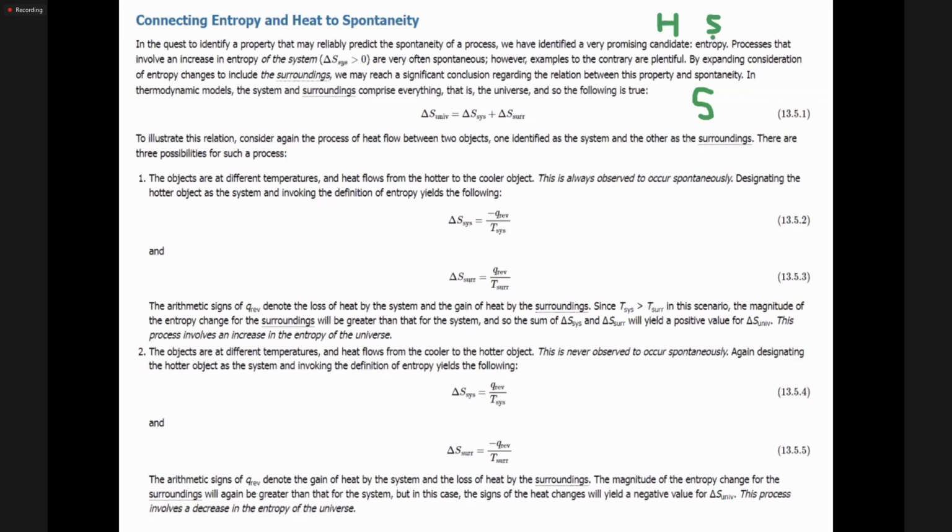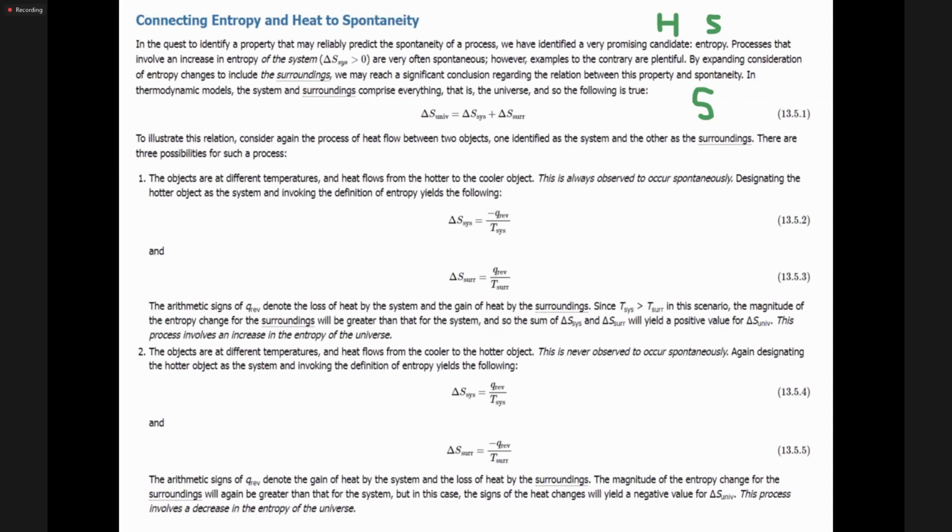I cannot solely say that whenever the enthalpy is negative, the process is spontaneous. I cannot solely say that whenever the entropy is positive, the process will be spontaneous. Both these terms, H and S, contribute equally to the spontaneity of a system. To predict whether a reaction is spontaneous or not, we have to calculate both the enthalpy change and the entropy change. But entropy is a very promising candidate to determine the spontaneity of a chemical process.